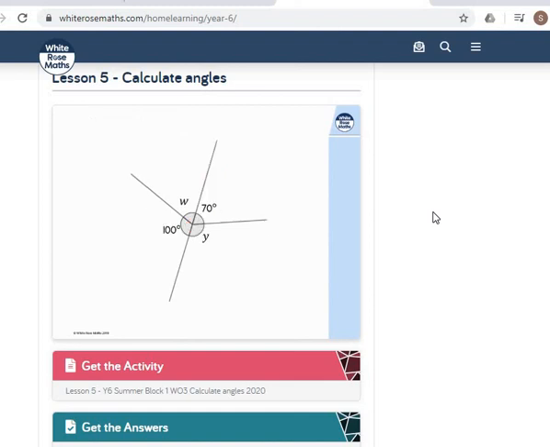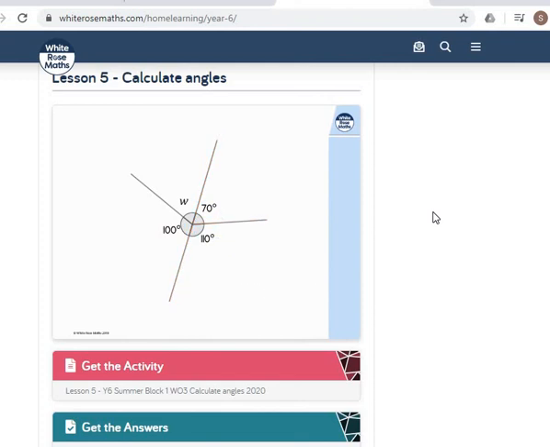But what about this one? We know the angles 70 plus y plus 100 plus w equals 360, but they could be anything. Unless, can you see any angles that are adjacent on a straight line? I can see that 70 plus y is adjacent on a straight line. So these two are adjacent, so 70 plus y equals 180. Therefore, y must equal 110.